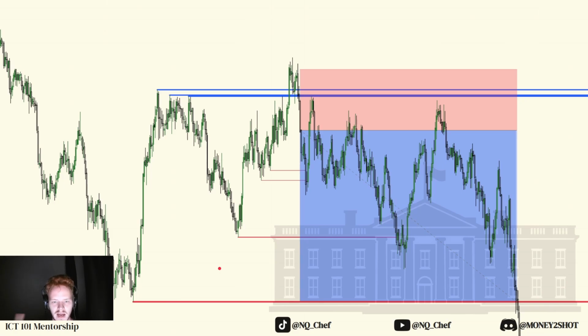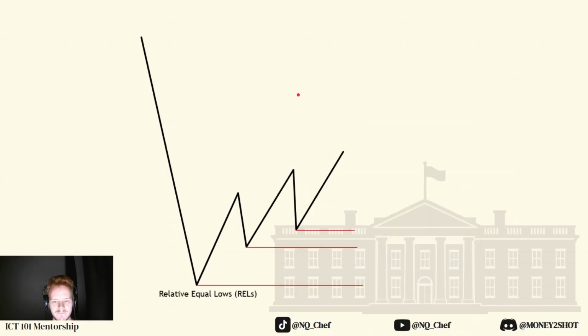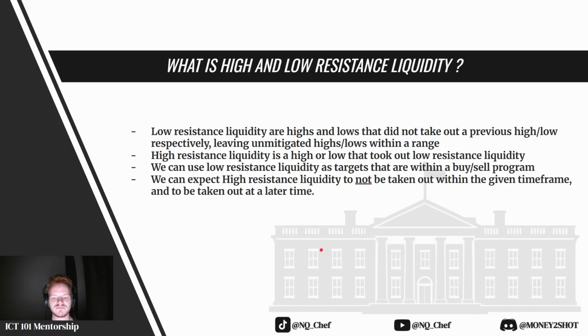And on the other hand, high resistance, we took out all these relative equal lows. Sorry, low resistance liquidity, low resistance highs, which are relative equal highs. And we left this one, high resistance liquidity. And what is high resistance liquidity? It is a high or low that took out low resistance liquidity. Simple stuff. We can use low resistance liquidity as targets that are within a buy/sell program, and that usually is just on a higher time frame basis. And we can also expect high resistance liquidity not to be taken out within that given time frame.